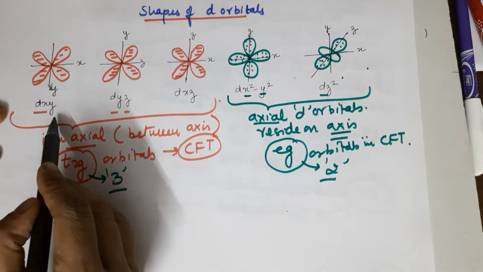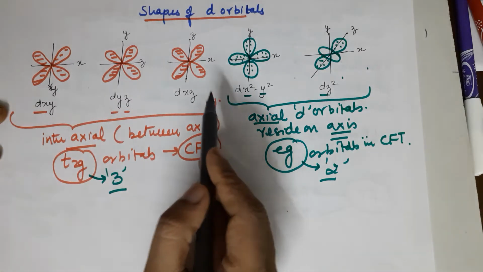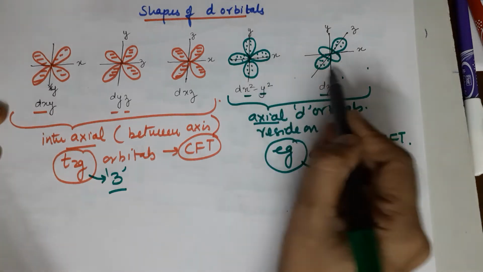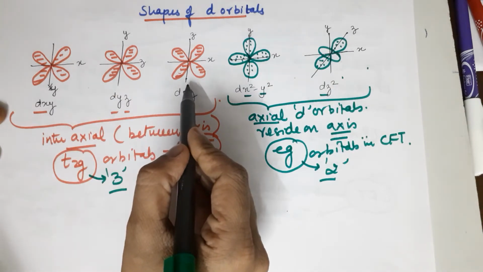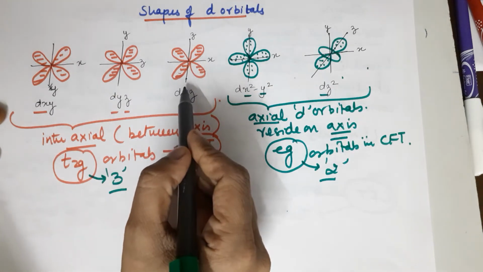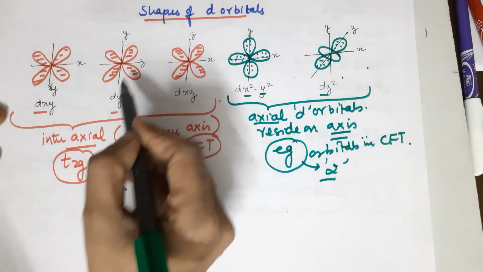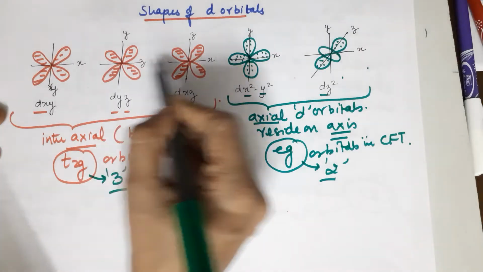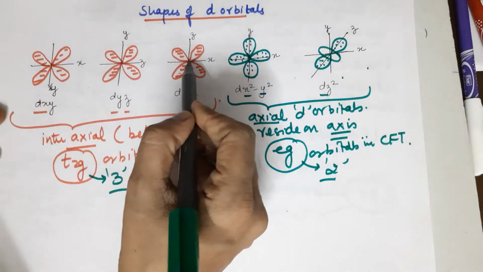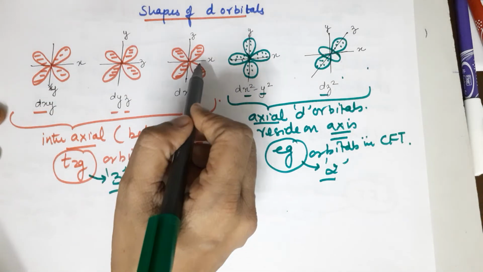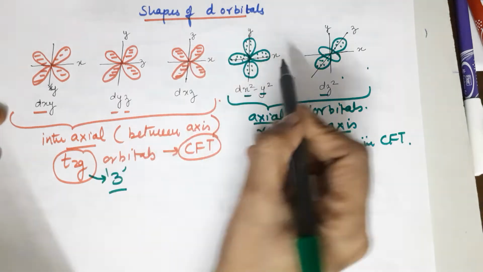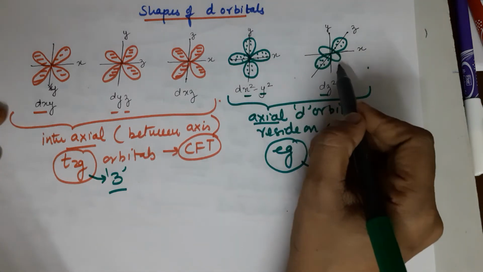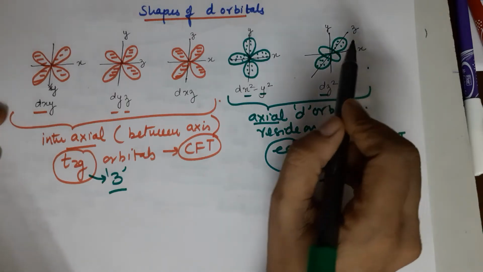As we had already done, what are the interaxial d orbitals? These 3, dxy, dyz and dzx. So when your ligands are approaching tetrahedrally, they are not approaching on the axis, they are approaching somewhere in between the axis, because the angle is 109.5. Since they are approaching somewhere in between the axis, they will affect these d orbitals. The electrons of these d orbitals will be more repelled when the ligands approach tetrahedrally, while electrons of these orbitals of d subshell will be more repelled when the ligands approach octahedrally.